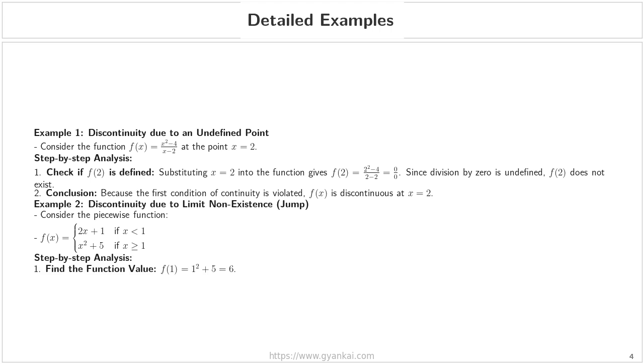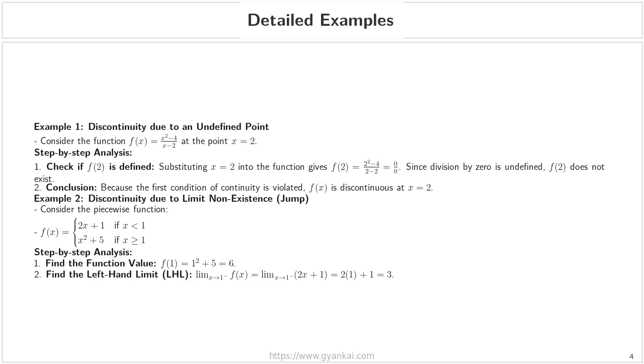First, let's find the function value at x equals 1. Since the second rule applies when x is greater than or equal to 1, we calculate 1 squared plus 5, which gives us 6. Next, we must check the limit. We start with the left-hand limit. As x approaches 1 from the left, we use the first expression, 2 times 1 plus 1, which equals 3.